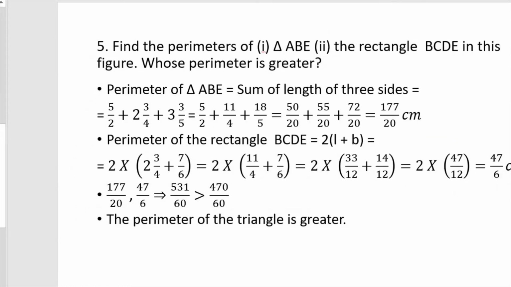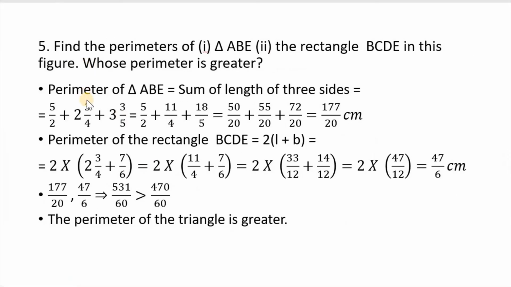So here we have the solution to that one. Firstly, the perimeter of triangle ABE is equal to, like we just saw, sum of the length of its three sides. And I want you all to pause the video and try to calculate the sum on your own, and then you can check the solution. So the sum is going to be equal to 177 by 20 centimeters. So the perimeter of triangle ABE is equal to 177 by 20 centimeters.